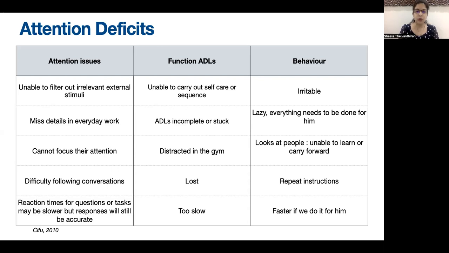They can't focus. So if they go to the physio gym, they become distracted. People will say they look at other people all the time rather than focusing on their work. And they can't keep up in normal conversations. If a lecture is going on, they get lost. They require repeated instructions, okay? And their reaction time is too slow, so they take time to complete their assignments. And their friends will feel it's faster to do it for them.